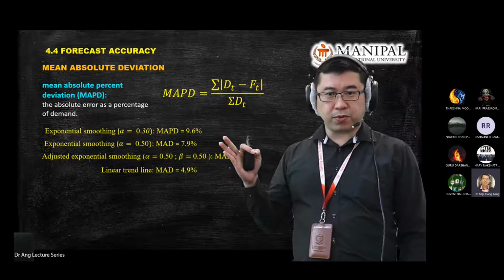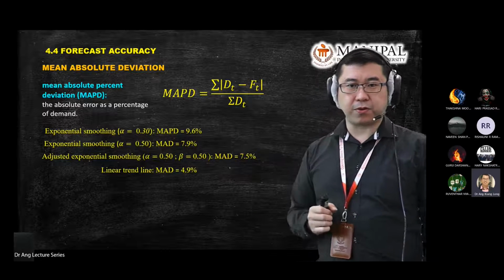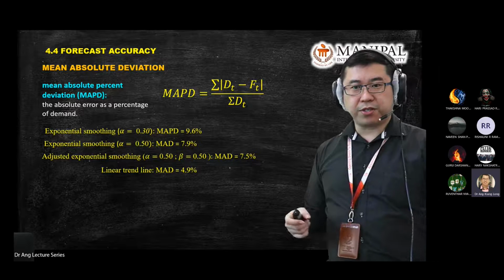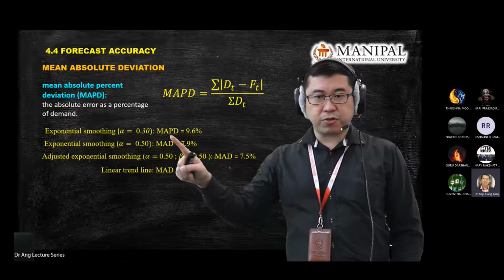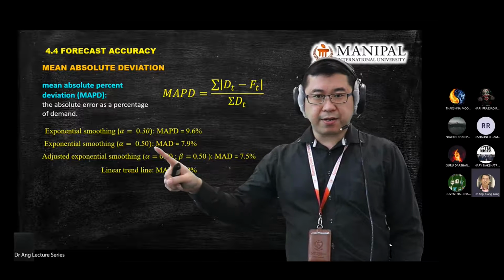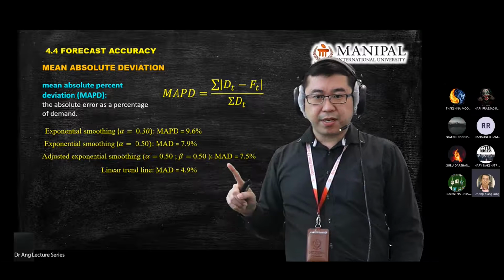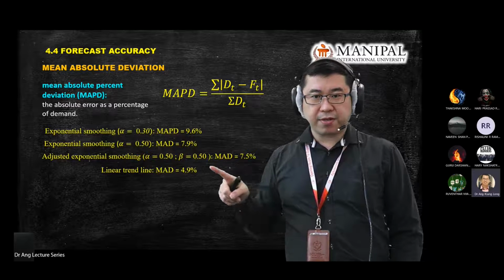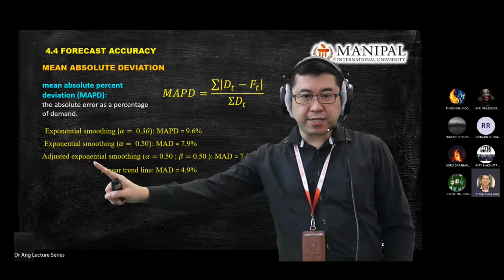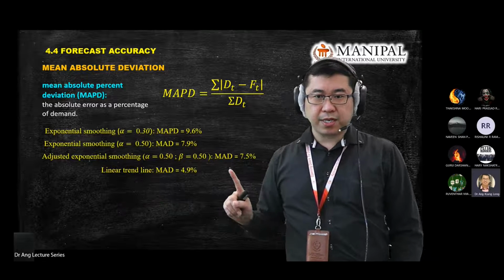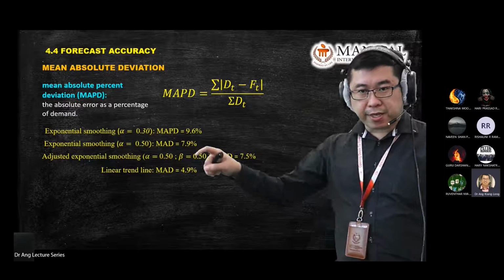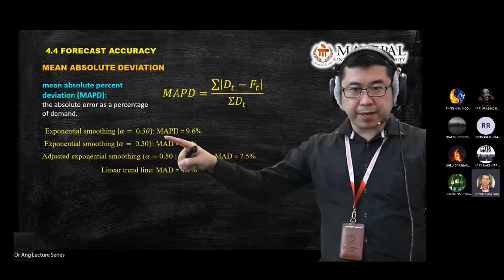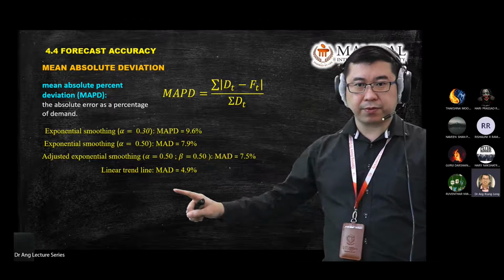Maybe you want to copy the percentages just for your homework or for your revision. 9.6% for alpha 0.3, 7.9% for 0.5, 7.5% for adjusted exponential smoothing, and 4.9% for linear trend line. The typo error is that it's not MAD but MAPD for all these values.